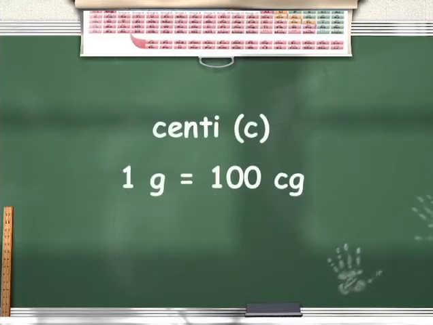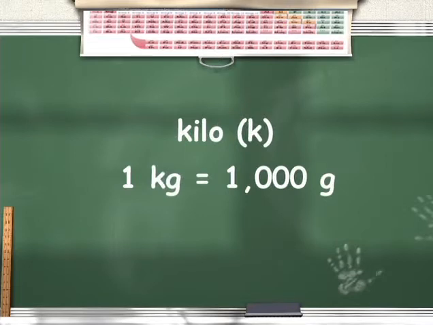Let's start with the prefix centi, because it is a prefix you are familiar with. Just like $1 is equal to 100 cents, 1 gram is equal to 100 centigrams. Following this logic, 1 meter would be equal to 100 centimeters, and 1 liter would be equal to 100 centiliters. Easy, right?